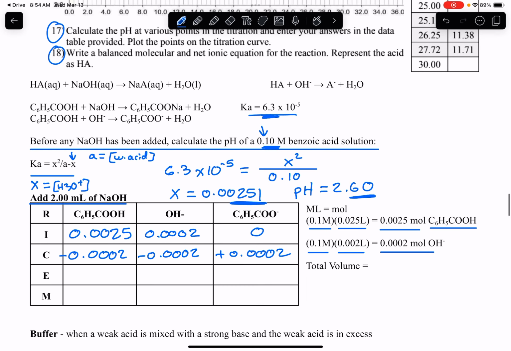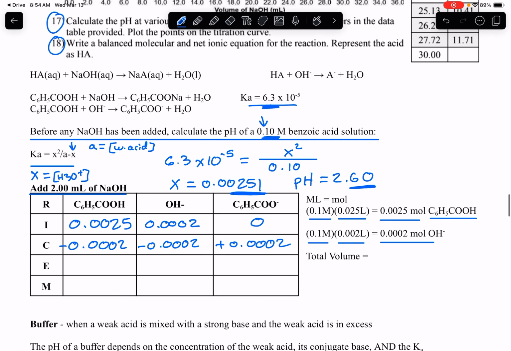Notice that from the chemical reaction here, there's a coefficient of 1, 1 to 1. So the change row, every number in the change row should be the same, just subtracting for the reactants and adding for the product. So this is going to be a 0. The leftover acid is 0.0023. And then, of course, we have 0.0002.